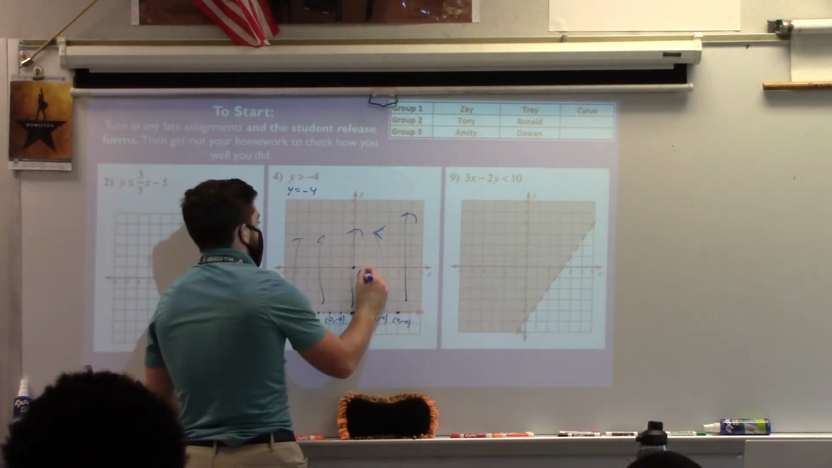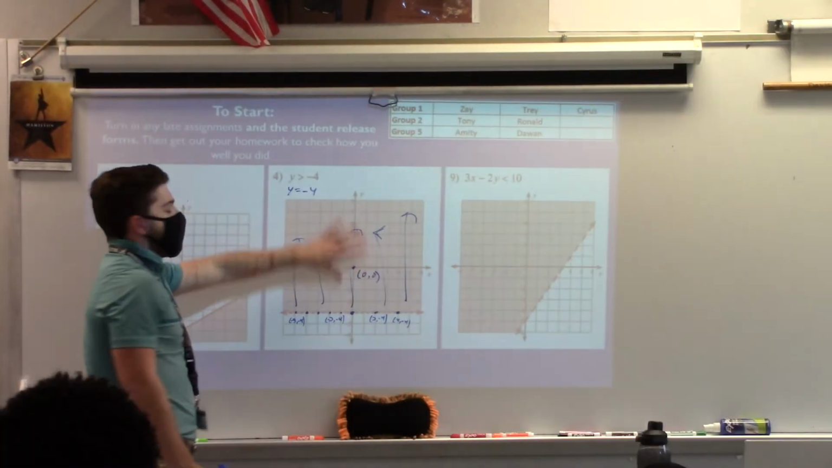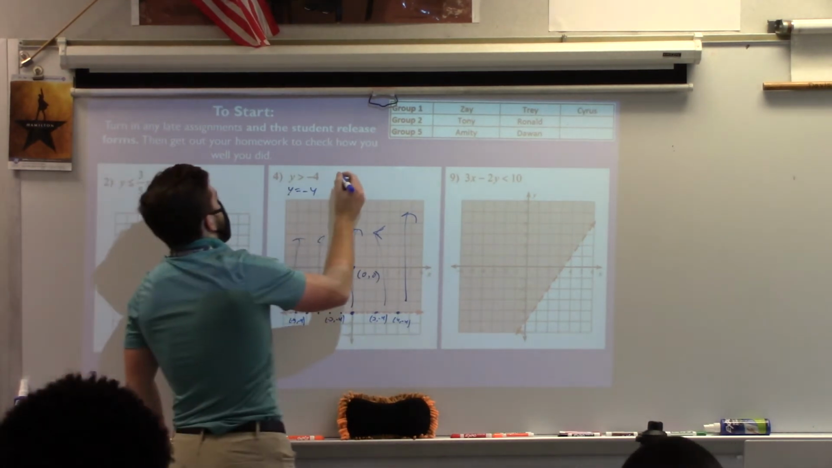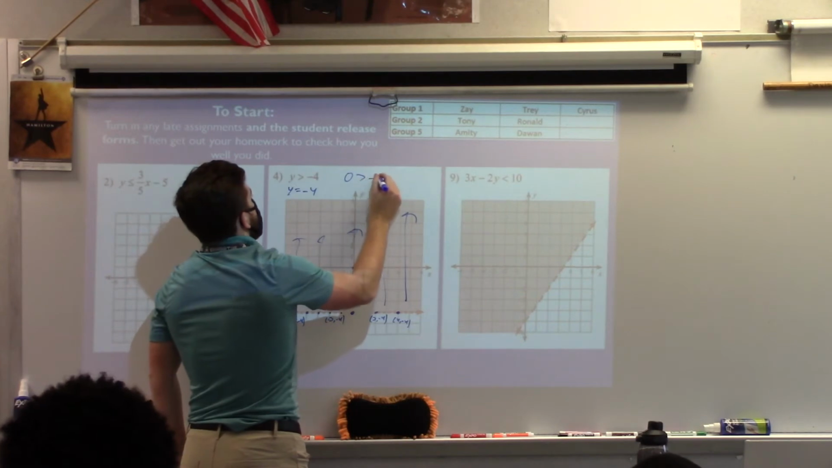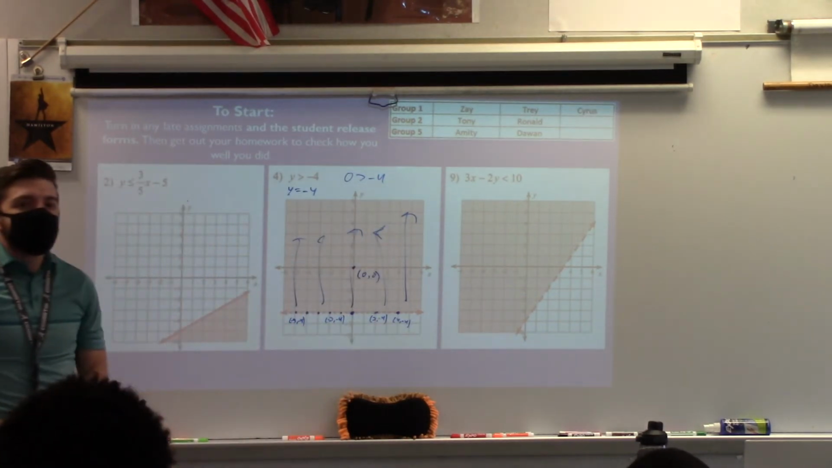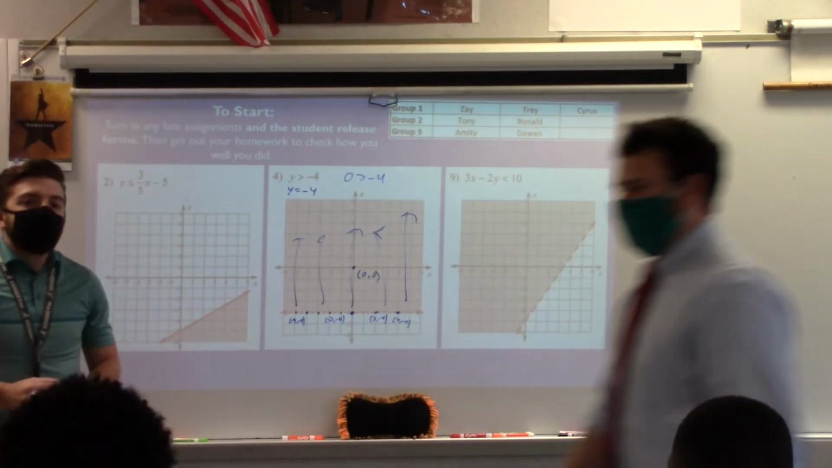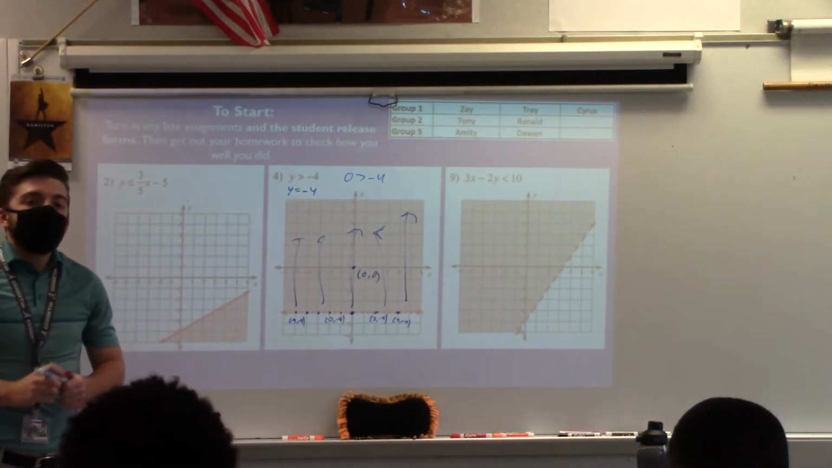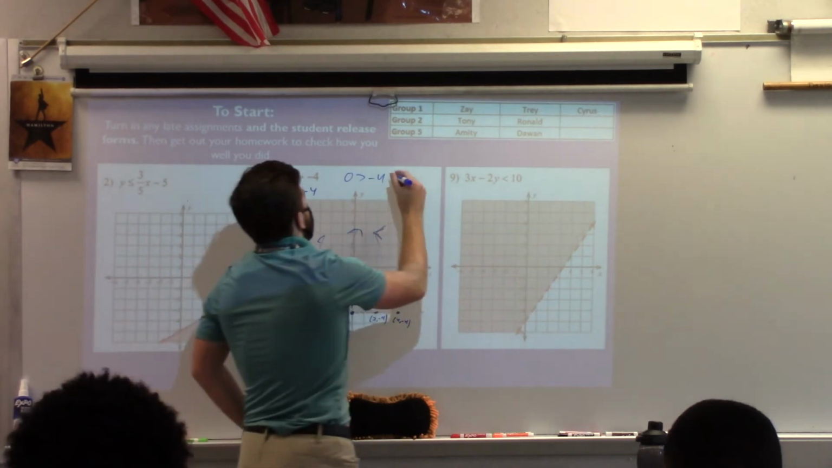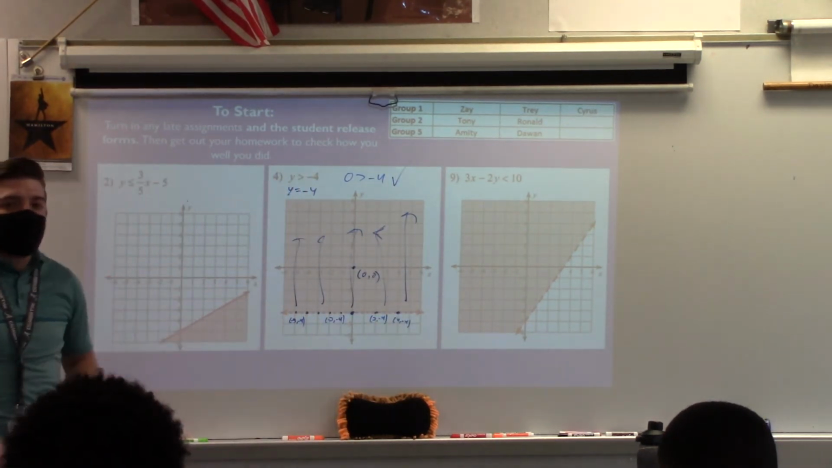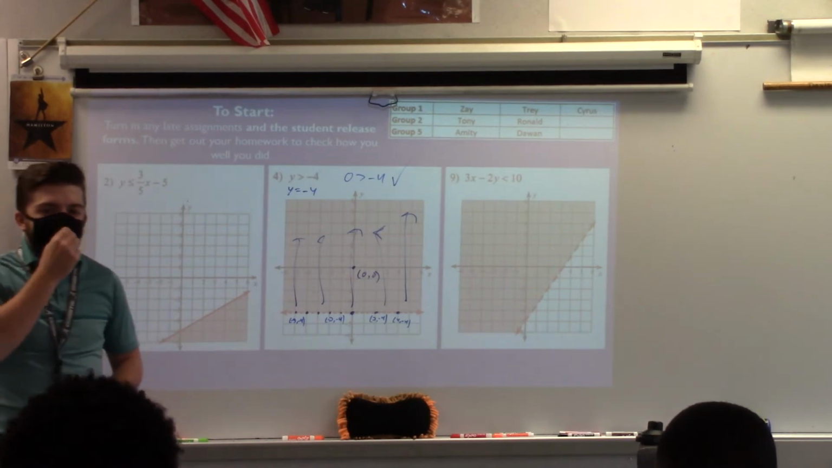So if I took the point 0, 0, which is in this shaded region, and I plug it into our inequality, is 0 greater than -4? Yes. So now we know that's correct. We know that we shaded the correct region. Does that make sense?